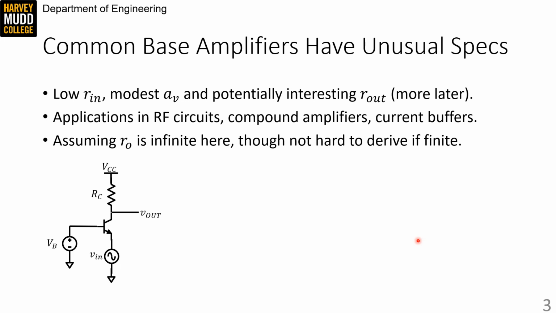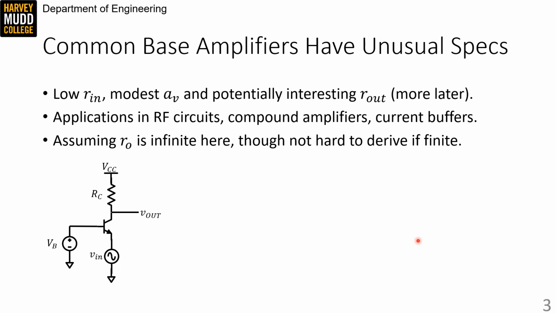Common bases have interesting output impedances because they're potentially quite high. We won't see this in our analysis because we're going to assume RO is infinite for simplicity, but the impedance looking down into the collector is on the order of beta RO. However, the collector resistor falls in parallel with this very high resistance, so this resistor-loaded amplifier never exhibits high output resistance.